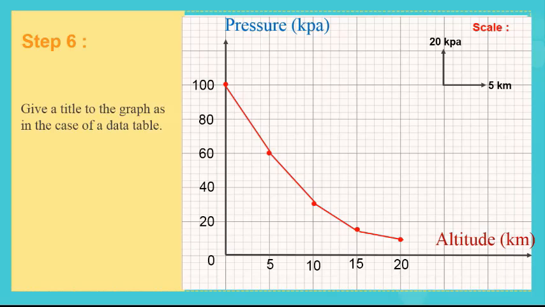What is the general form of title? The variation of y with respect to x. What does the letter y mean? The dependent variable. Now, what is the dependent variable in this graph? Pressure. What does the letter x mean? The independent variable. What is the independent variable in this graph? Altitude, surely with the units. Now, replace y by pressure and replace x by altitude.